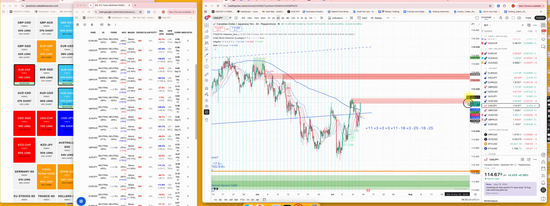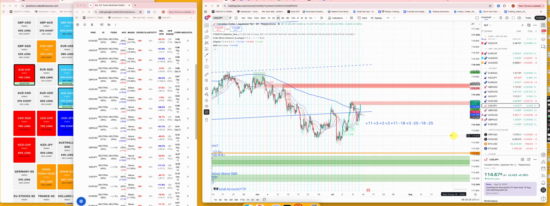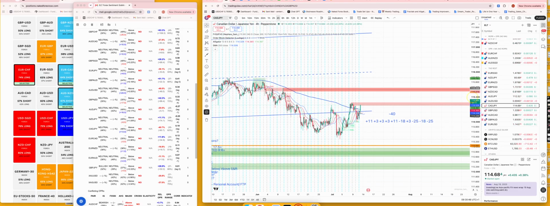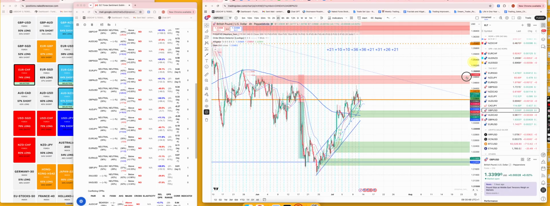CAD Yen. Oh, it's back in its box after doing a double bottom-ish. So what have we got on the CAD Yen? Minus 40. Doesn't line up with the price action at the moment. And we've got an MA4 cross, but we don't have any numbers, so we can't do anything with that.